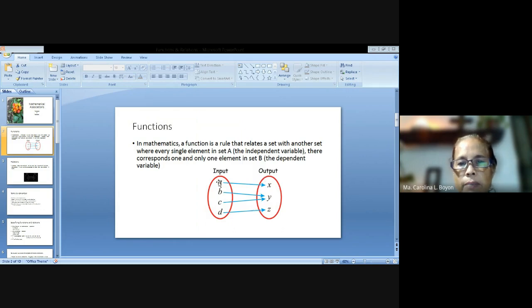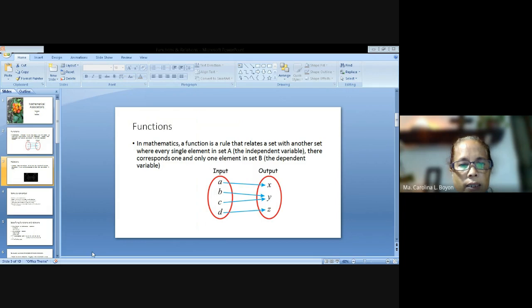So A corresponds to one single element X in the second set, B corresponds to one element in the second set Y, and C corresponds to only one element in the second set, which is also Y, and D in the first set corresponds to Z, one and only one element, which is C in the second set. So this one is a mapping of a function.